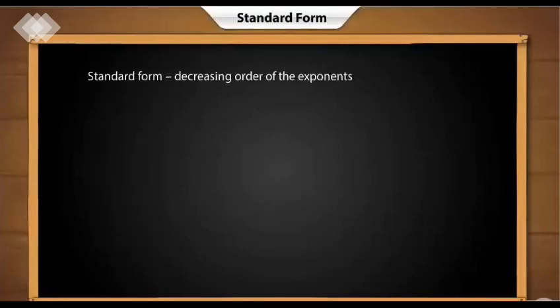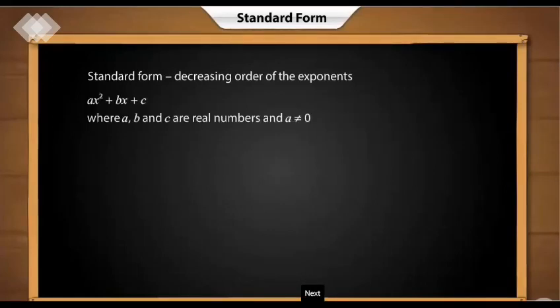A polynomial is written in the standard form by writing the polynomial in decreasing order of its exponents. An example of a standard form of a polynomial is ax squared plus bx plus c, where a, b, and c are real numbers and a is not equal to 0.